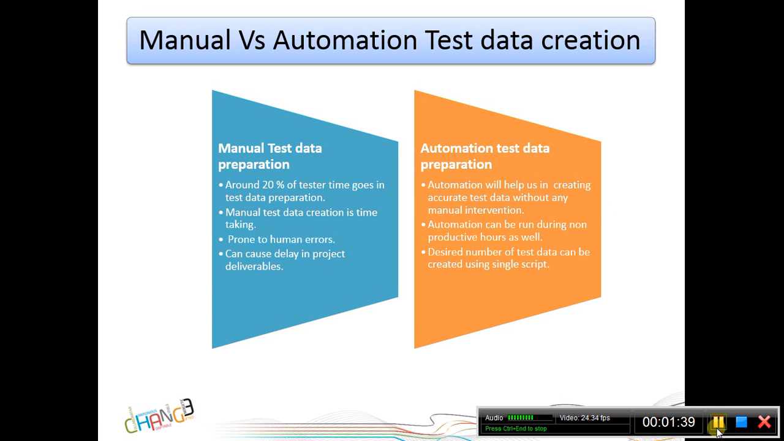Coming to the difference between manual test data preparation and automation test data preparation, we can say that around 20% of the tester's time goes into test data preparation while he is testing manually. So if we do this through automation, it will not only save the 20% of time which a manual tester gives to test data preparation, it will also create accurate and more stable test data according to the environment.